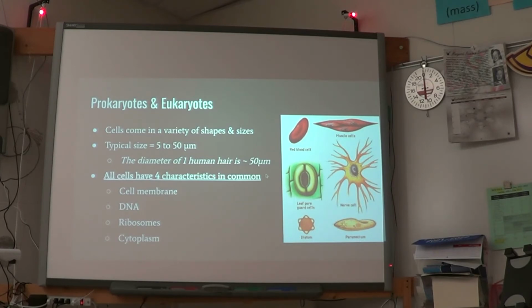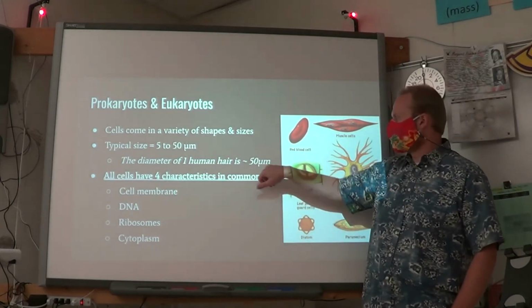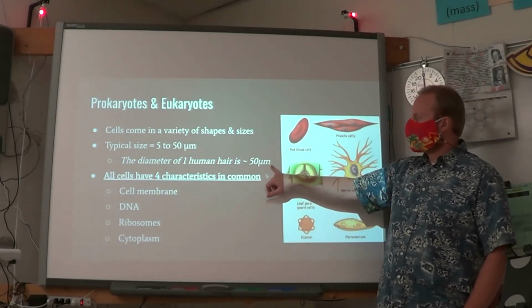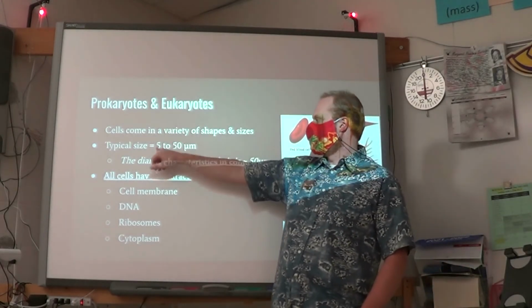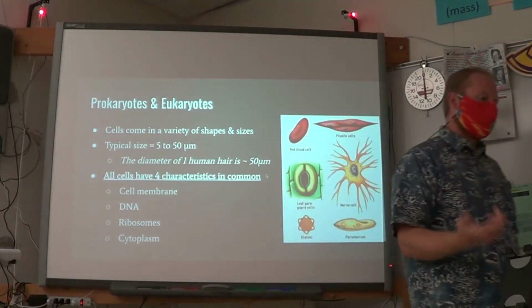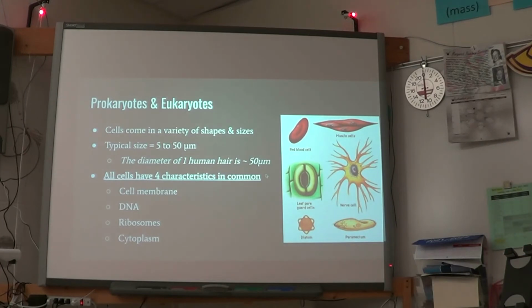Cells range in size all the way from the diameter of one human hair, which is about 50 micrometers, is what this says. So these cells might be as big as a hair, or if one hair is 50 micrometers, they could go down to 5 micrometers, so a tenth of the diameter of a hair. I believe I did my power of 10 correctly.